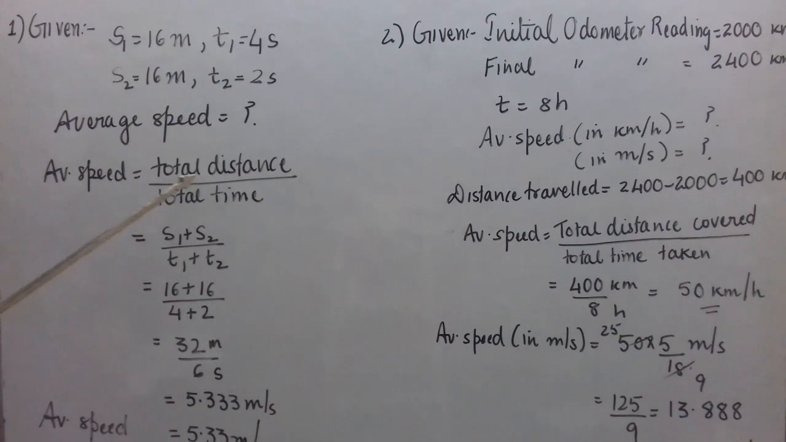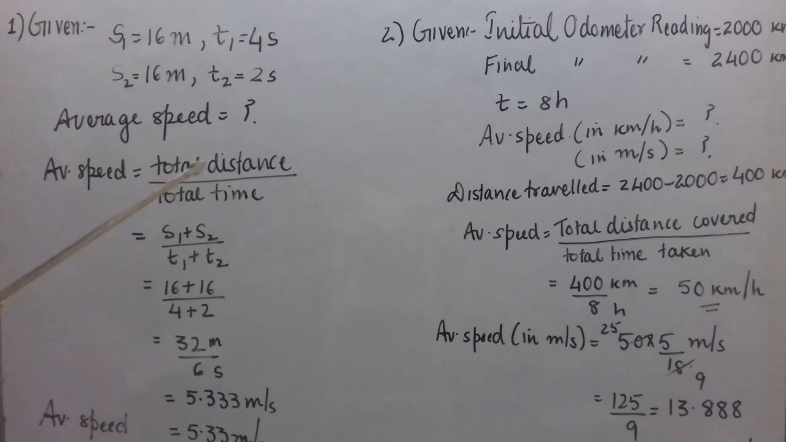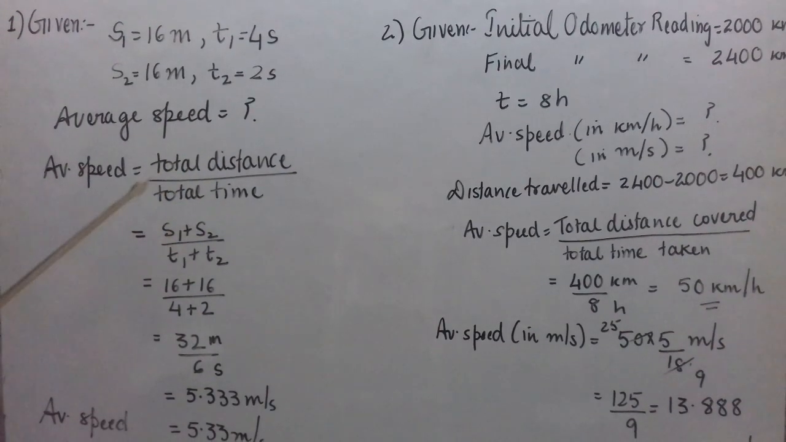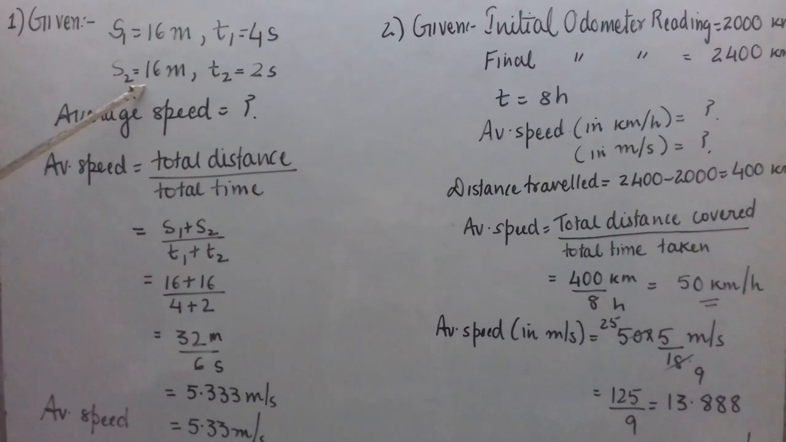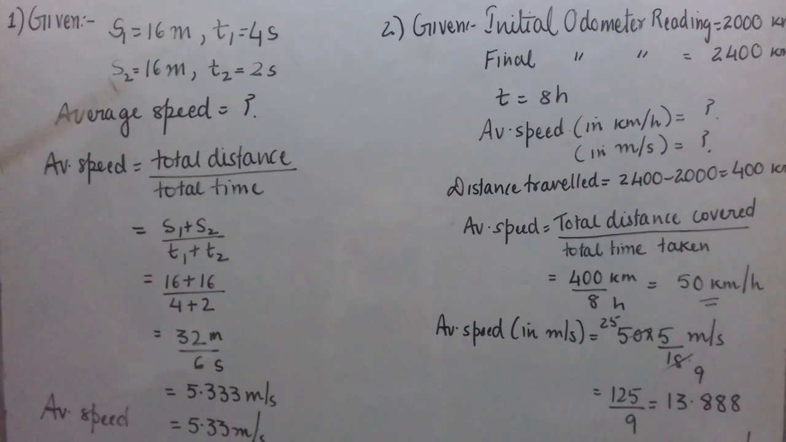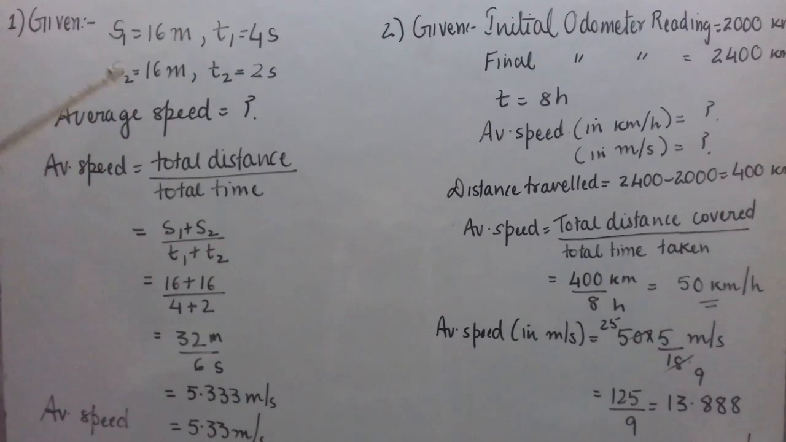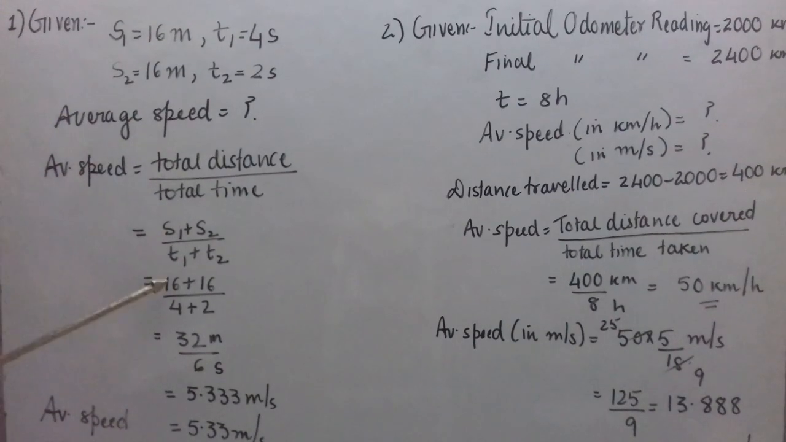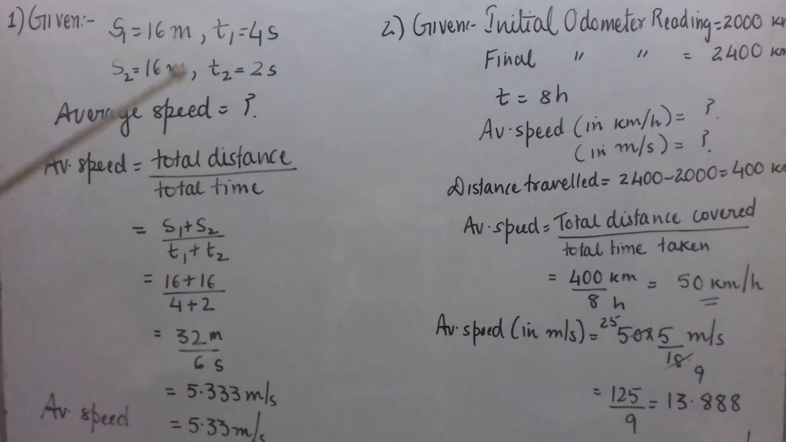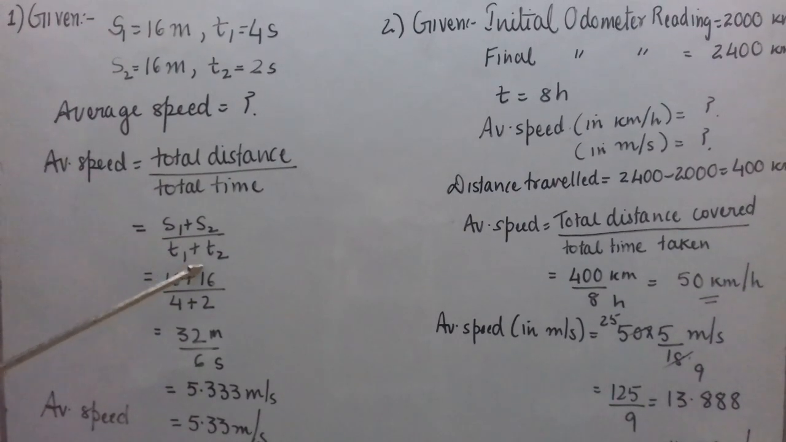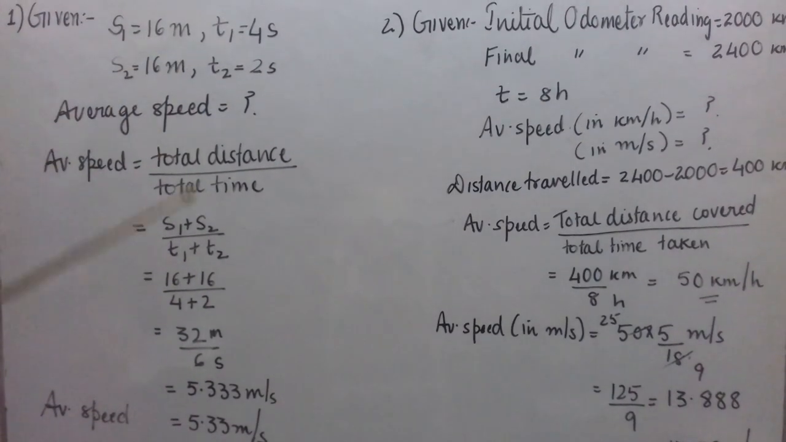Average speed is total distance upon total time. Total distance covered upon total time taken. Now what is the total distance here? See, first he travels this distance and then he travels this distance. We have to calculate average speed overall. So total distance travelled will be S1 plus S2, that is 16 plus 16. And what is the total time taken? First he has taken T1 time to travel this distance, then T2 time to travel this distance. So total time will be T1 plus T2. So just put the value 4 plus 2.